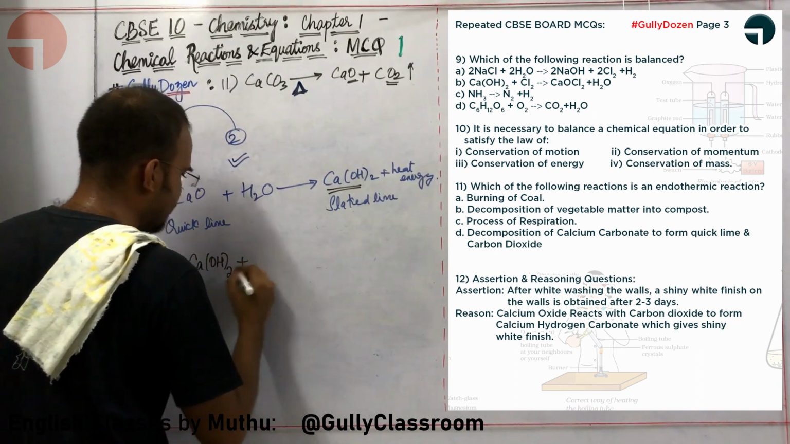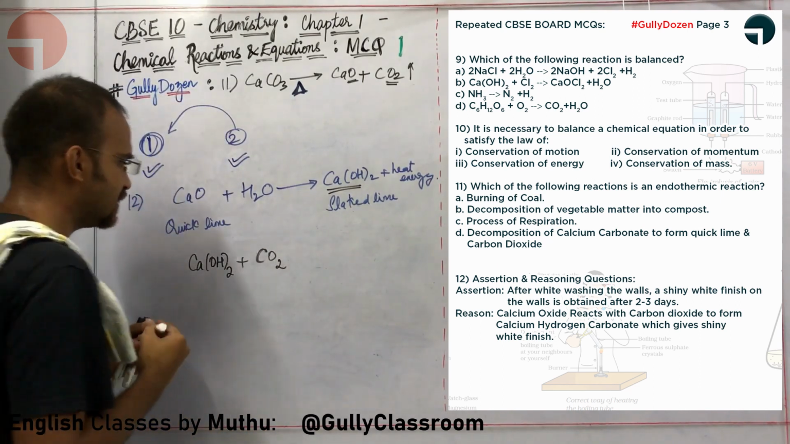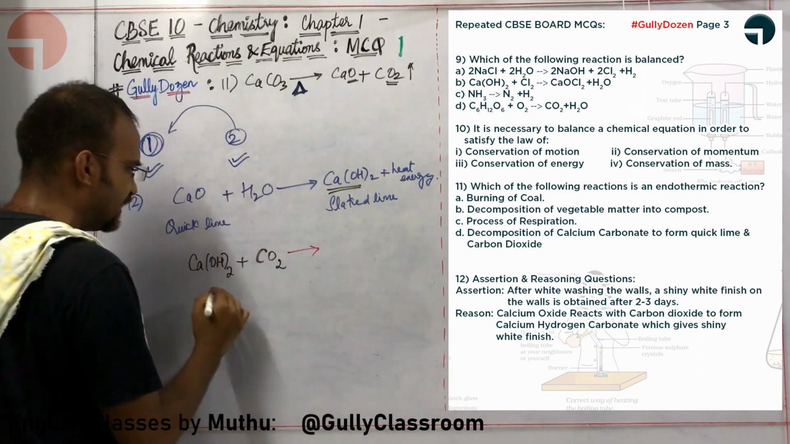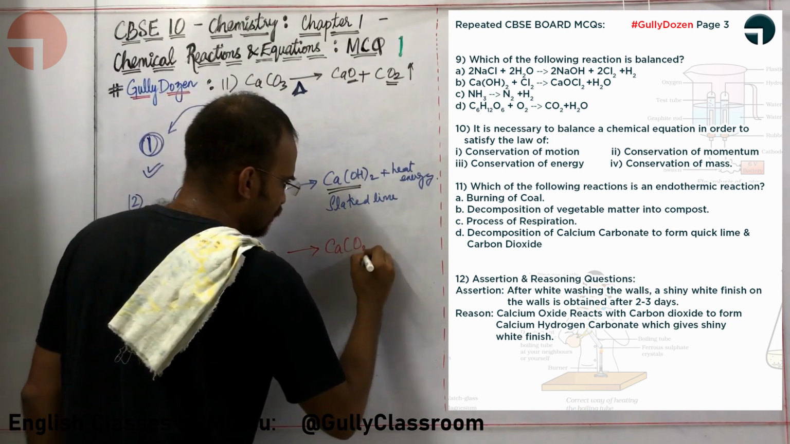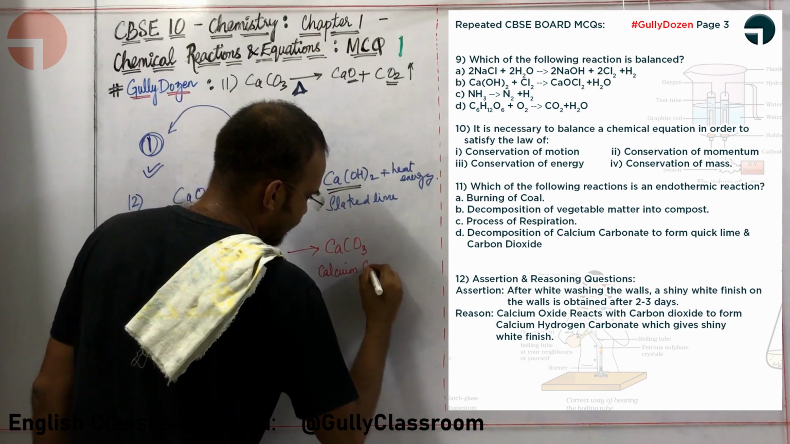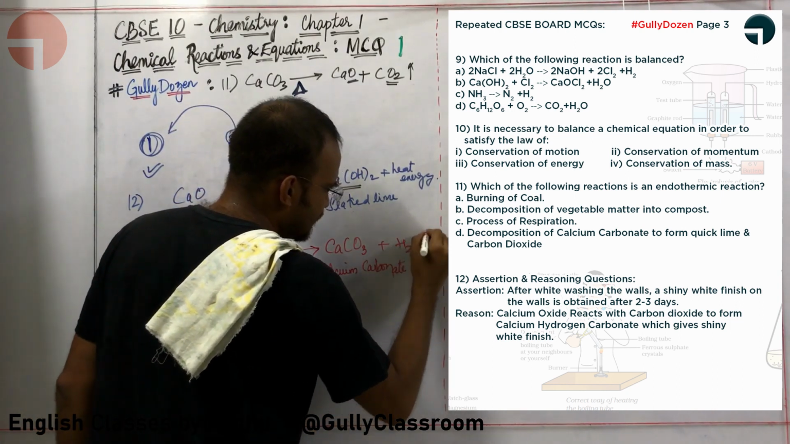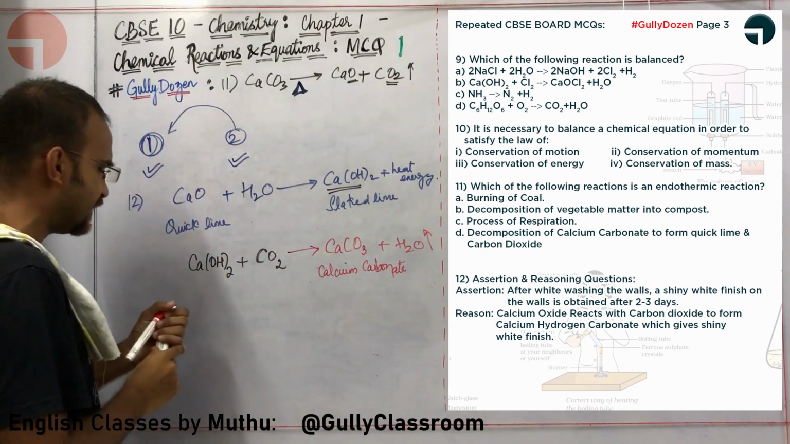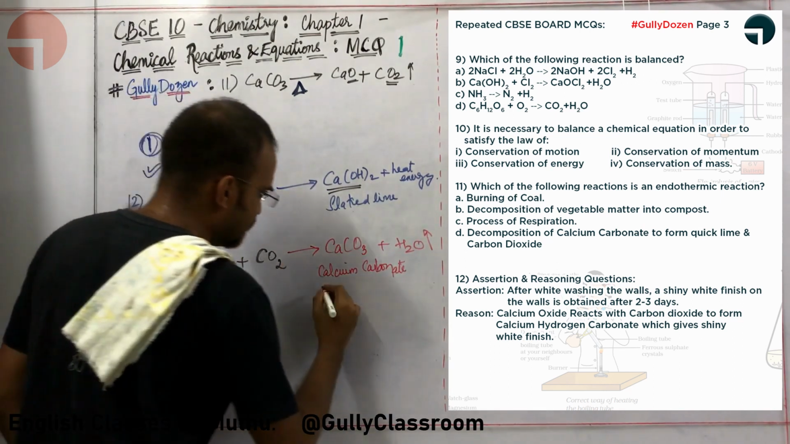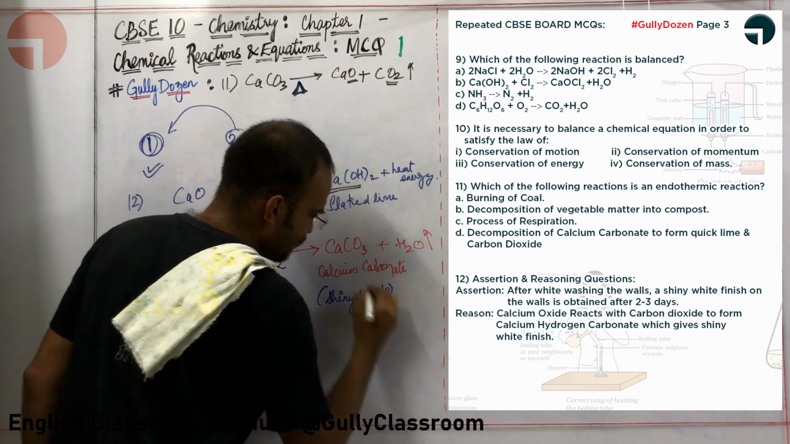Ca(OH)2, slaked lime, will combine with carbon dioxide from the air, and here it will form CaCO3. What is CaCO3? Calcium carbonate. Water will be sent out into the air. Here calcium carbonate is shiny white in color.